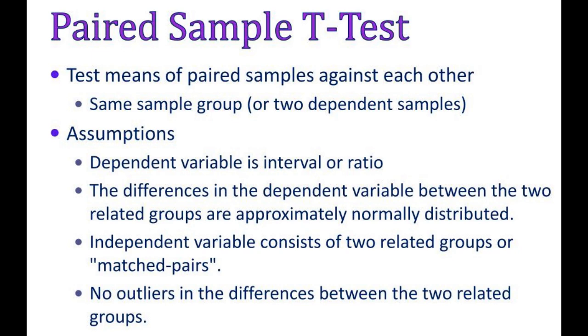First, the dependent variable must be continuous. It means that it can be an interval or ratio variable. Second, the observations are independent of one another. Third, the dependent variable should be approximately normally distributed. And the last is that the dependent variable should not contain any outliers.